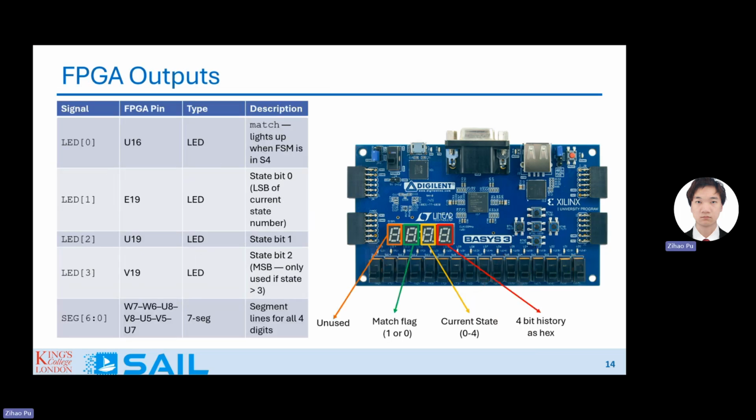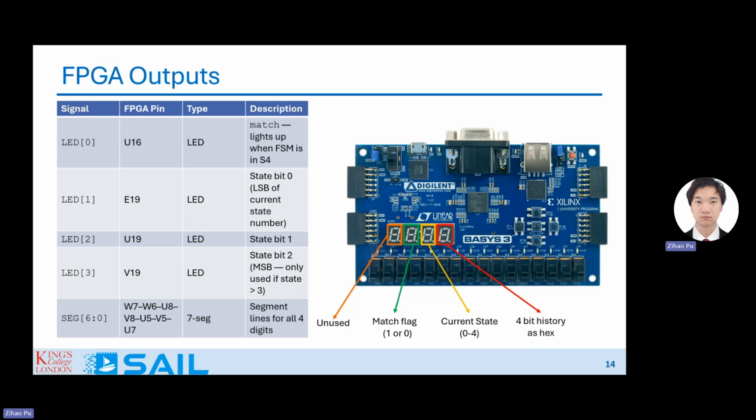These are your outputs. I didn't mark them on the diagram, but you're going to have LED 0, 1, 2, and 3. LED 0 is going to light up when you match the sequence. LED 1 is state bit 0, LED 2 is state bit 1, and LED 3 is state bit 2.